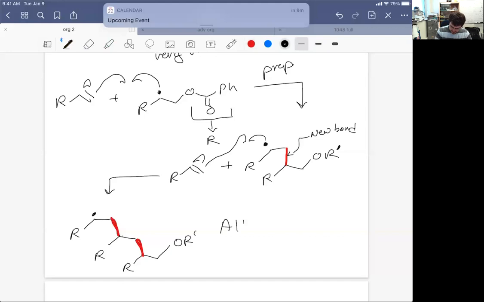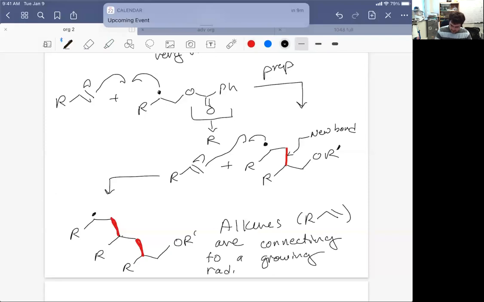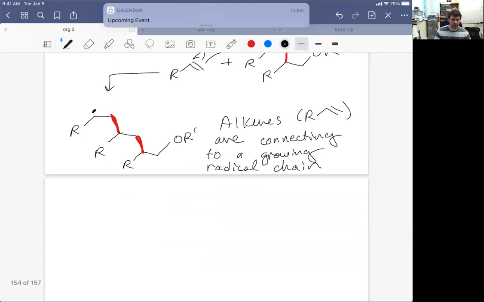So alkenes are connecting to a growing radical chain. And so we could do this process over and over and over again.